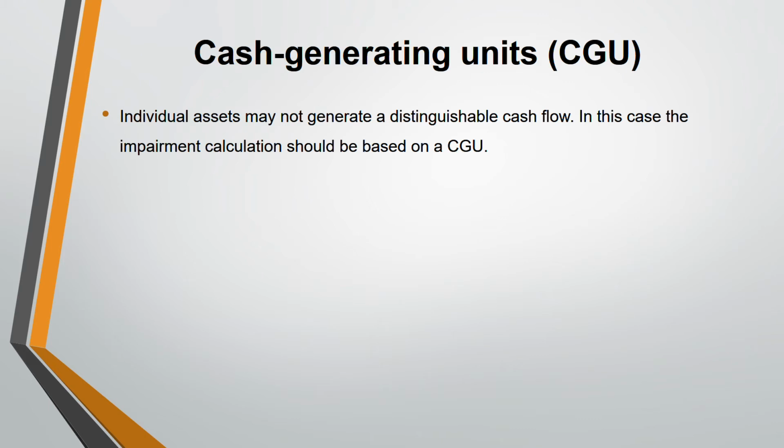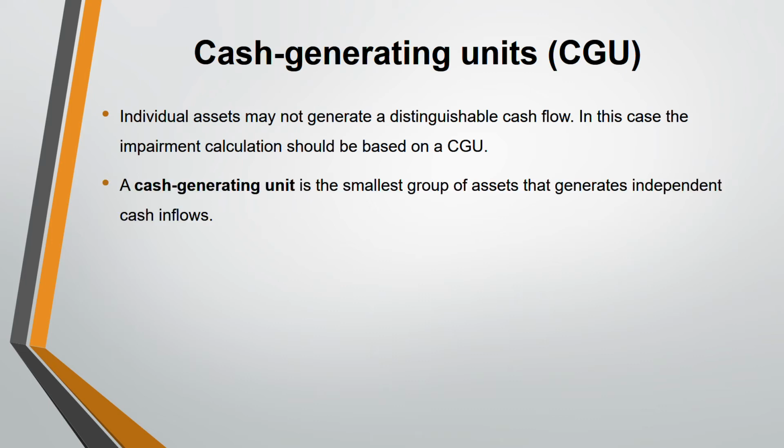Next, we are moving towards cash generating unit. What is cash generating unit? Cash generating unit occurs when the individual asset may not generate an independent cash flow. That means you are not able to say that impairment is from this asset. You're not able to tell that. That time you are pulling all the assets together, and this is known as cash generating unit. And now you are calculating impairment on that CGU. Okay, it is the smallest group of assets that generates independent cash inflows.